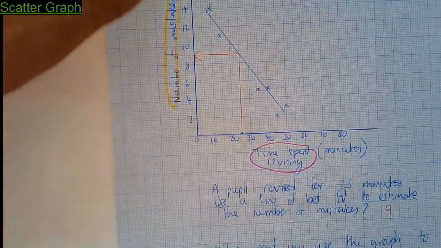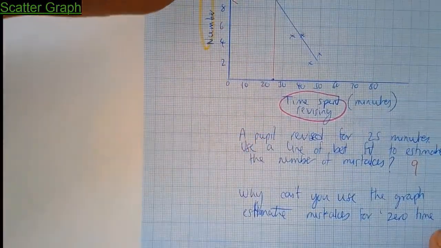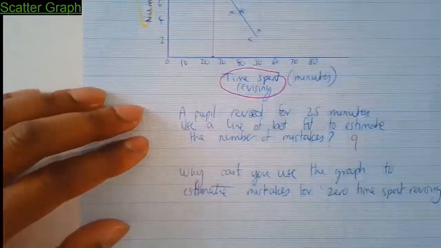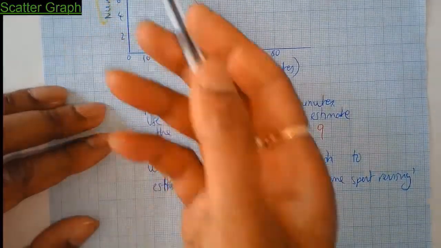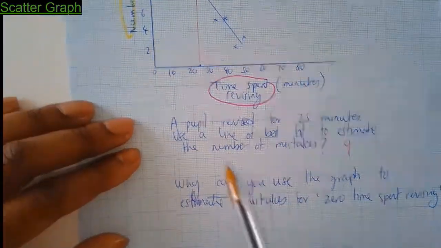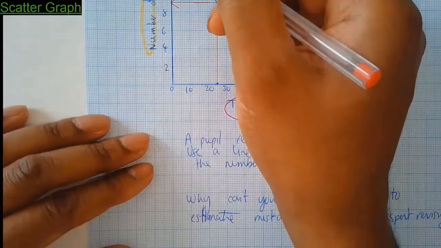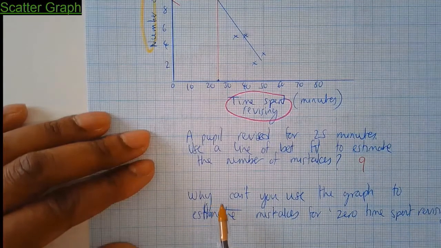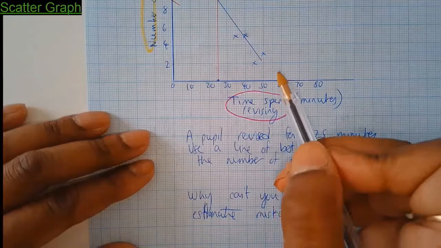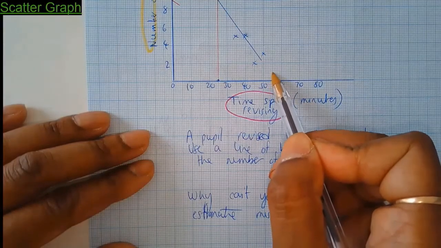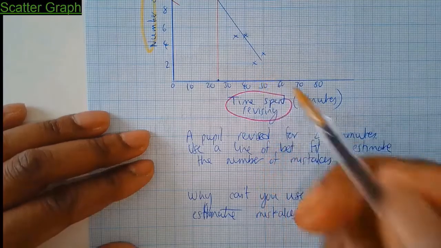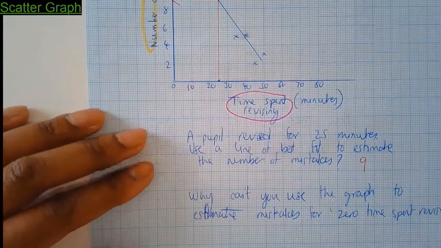Now, what you can't do is use that line of best fit to find information about, let's say, when somebody revises for 0 minutes. There's 0, but if you go all the way to the top, the line of best fit doesn't extend there. So we can't use the line of best fit the way it is. And for the same reason, we cannot find, for example, how many mistakes a person is likely to make if they've revised for 55 minutes, because the line of best fit is not there. But there's a way around it. What you can do is extend the line of best fit.